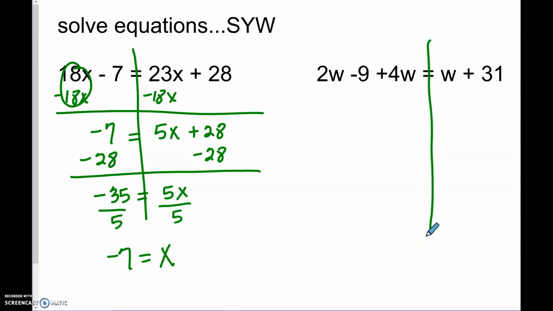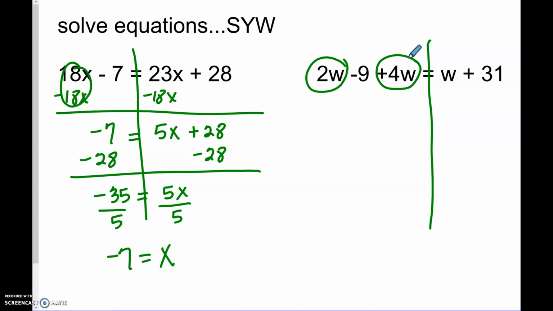All right, in the next problem here, we got lots of w's, 2w, 4w, and a plain old w. So what I'm going to do first is I'm going to combine this w with this w. Now, there's more than one way to do this. So before you go start erasing your work, just wait till we get to the bottom and see if you get the right answer. Alrighty?